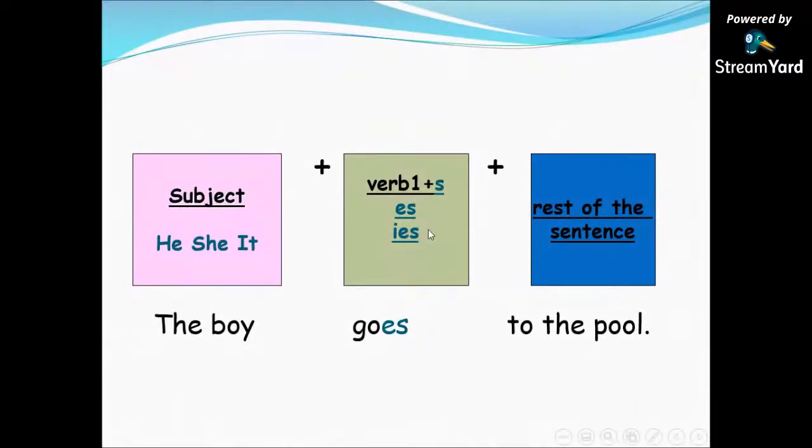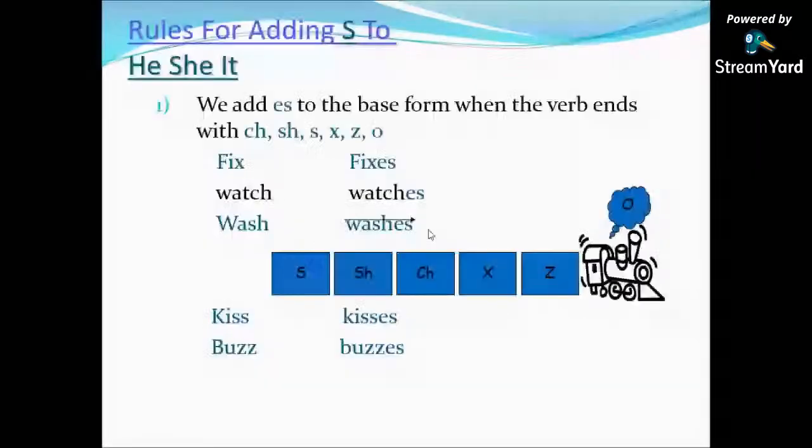Then we're going to have the rules for adding S to he, she, it. With these rules, we're going to identify if we have to add an S ending, an ES ending, or an IES ending. And there you go.